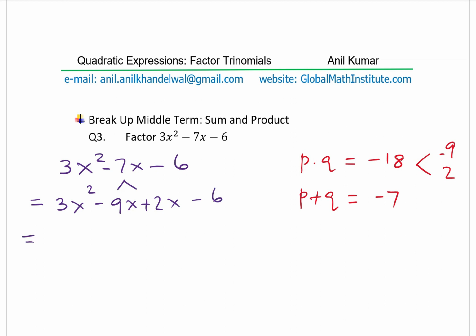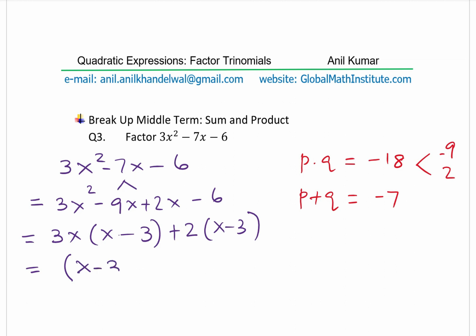In the first two terms, 3x is common. We are left with x minus 3. And here 2 is common. We are again left with x minus 3. If that is not the case, then you cannot factor, or you have done something wrong. So this is a good point to check. You should always get this common factor. Otherwise, something went wrong. x minus 3 is now a common factor. You're left with 3x plus 2, which is your answer.